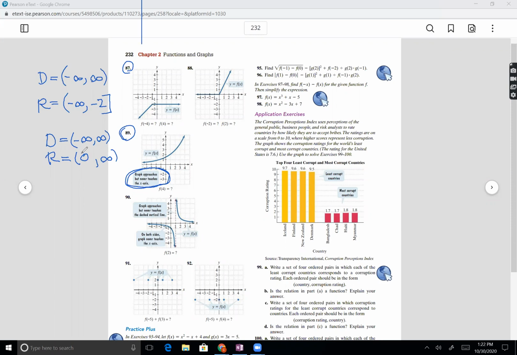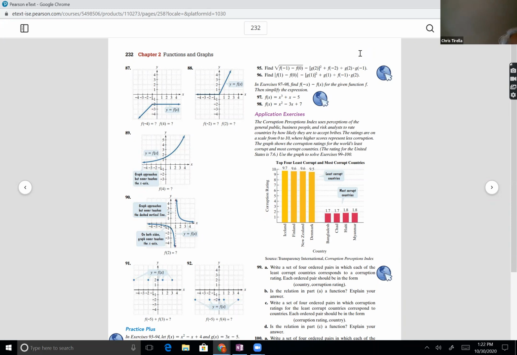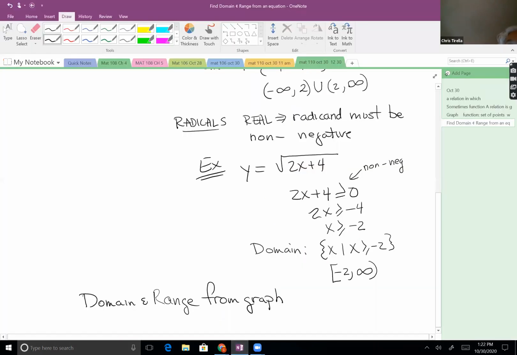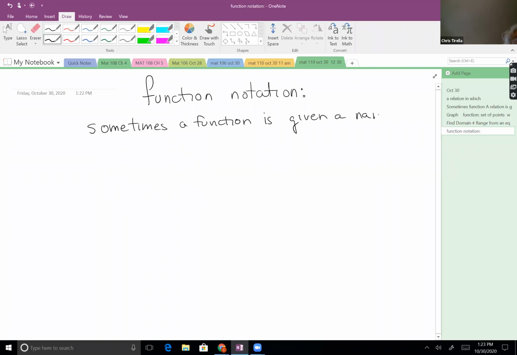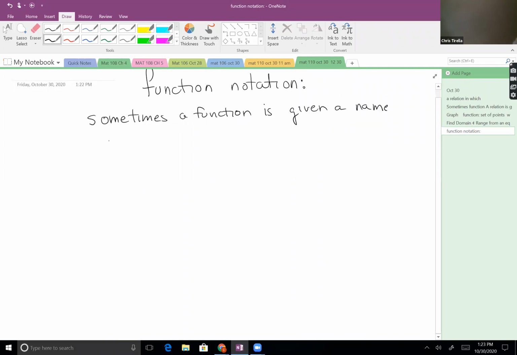Okay. And so if those are all right, finding the domain and range from a graph, what we want to do next is look at function notation. When I look at function notation, what I realize is that sometimes a function is given a name. So, for example, I have something like y equals 4x plus 5. Well, I might be told that f is the function y equals 4x plus 5.